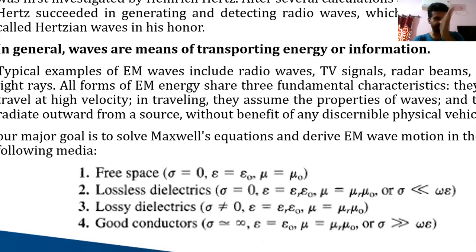You all know all this. Conductivity is very less in lossless dielectrics. A perfect dielectric is one which does not allow any conduction. Lossy dielectrics means it is not a good dielectric, so it will allow some conduction. So conductivity is not equal to 0, and epsilon equals epsilon naught epsilon r, mu equals mu naught mu r.